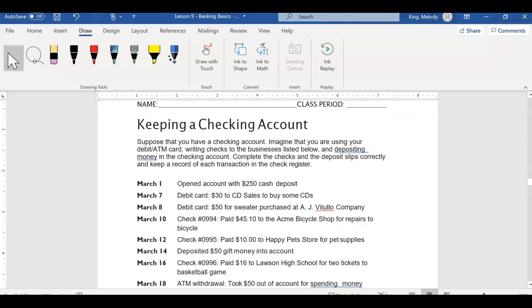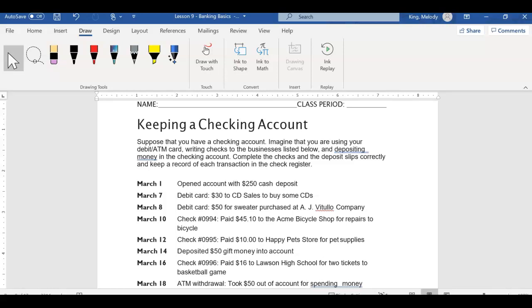So you will go through each one of these steps of either a deposit or a purchase, either write a check or fill out a deposit slip if you need to, and then fill in the purchase and keep track of your balance in the check register below. So I'm just going to go through the first couple here to show you how it works.